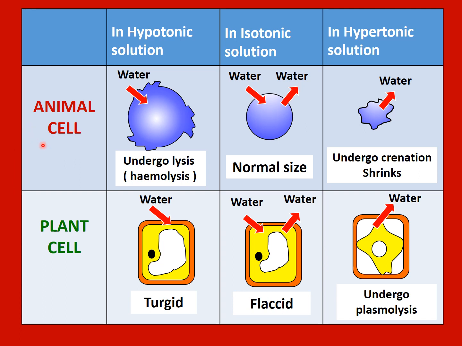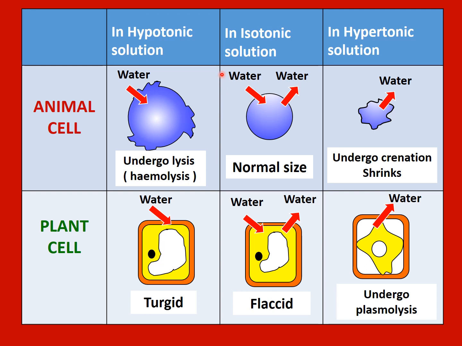When an animal cell is placed in a hypotonic solution, which is more dilute than its cytoplasmic fluid, it will undergo lysis or bursting of the cell because there's net movement of water into the cell by osmosis, and the cell will swell up and burst. For red blood cells, this is called hemolysis.